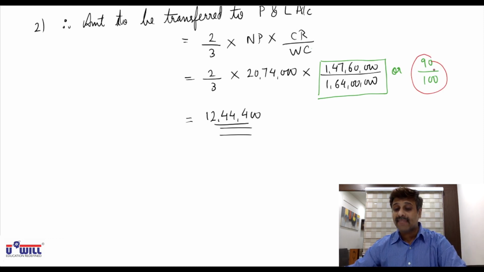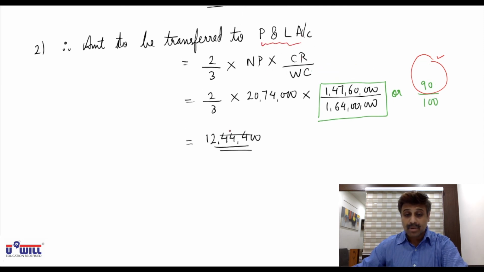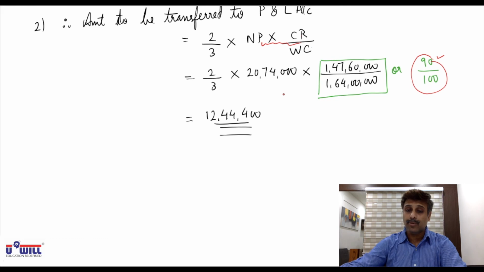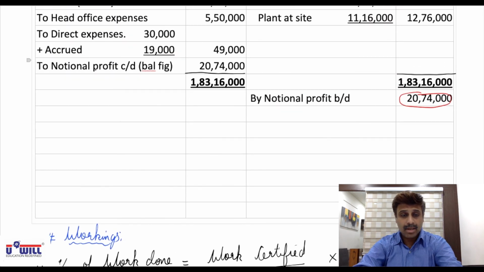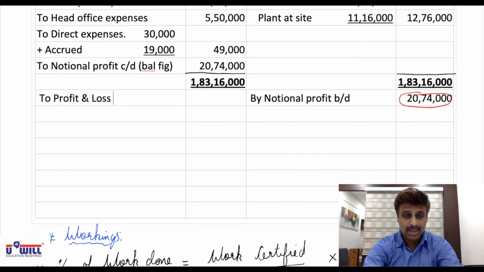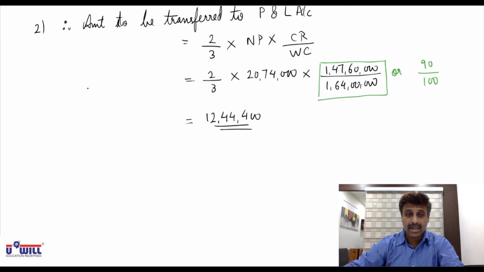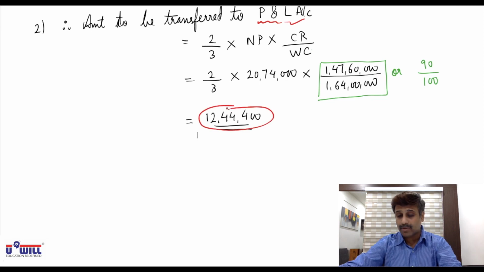So you always go by this one. It is better if you're already given cash received as a percentage of work certified, then directly from that you do CR upon WC. So what amount will be transferred to P&L account? 12 lakh 44,400. Now how will we record this? Let us understand how to record this in the contract account. Debit side: to profit and loss account, in bracket working note 2. This is what we obtained in working note 2. The amount to be transferred to P&L account is 12 lakh 44,400.